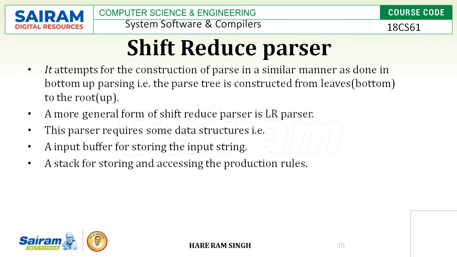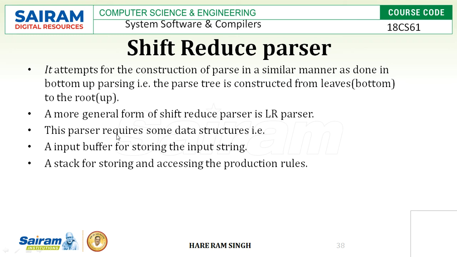Next is shift reduce parser. What is shift reduce parser? It attempts the construction of a parse tree in a similar manner as done in bottom-up parsing. That is, the parse tree is constructed from leaves to the root. We will start from the leaves, that is the bottom, and approach the root. A more general form of shift reduce parser is the LR parser, that is, left to right parser.